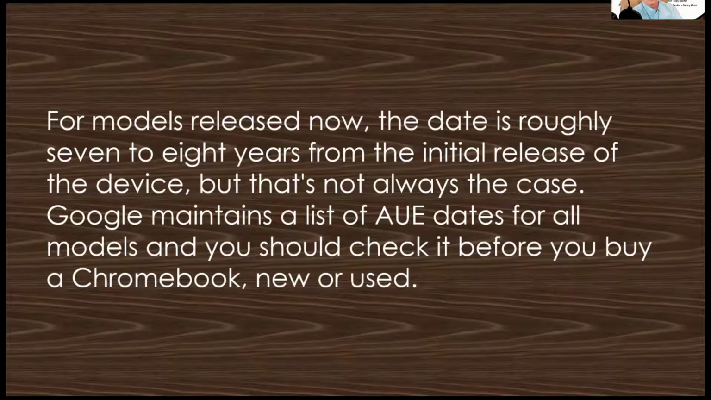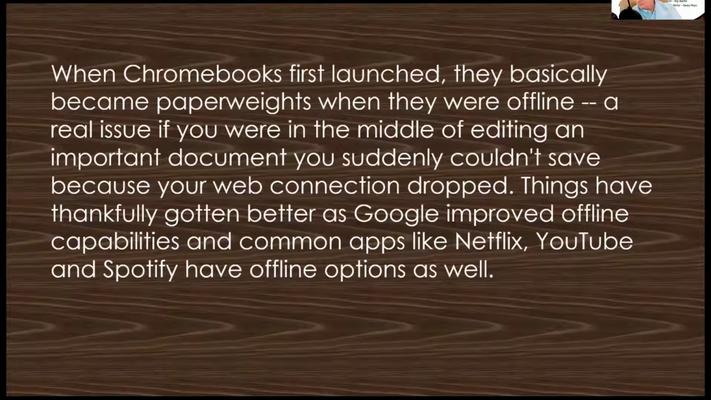Google maintains a list of AUE dates for all models, and you should check it before you buy a Chromebook, new or used. When Chromebooks first launched, they basically became paperweights when they were offline. A real issue if you were in the middle of editing an important document you suddenly couldn't save because your web connection dropped. Things have thankfully gotten better as Google improved offline capabilities, and common apps like Netflix, YouTube, and Spotify have offline options as well.